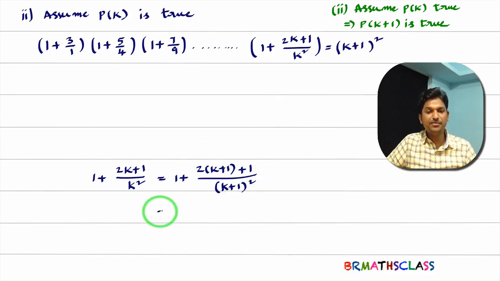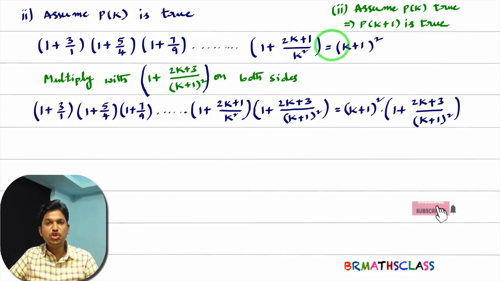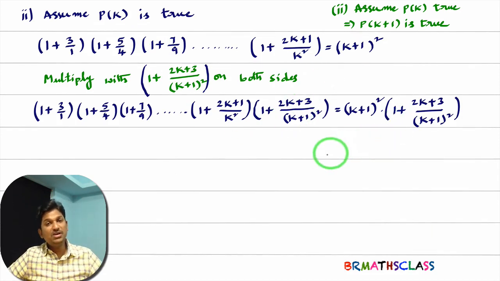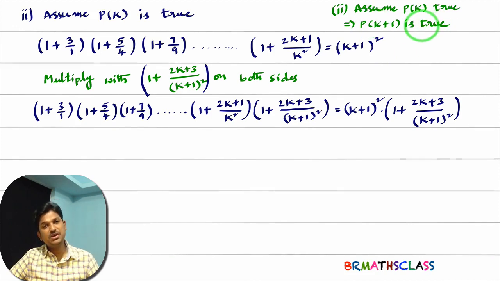Do a little bit of simplification. You see what you will get. 1 plus, multiply here, 2k plus 2 plus 1, that is 2k plus 3, divided by k plus 1 whole square. So, what I will do now, I will multiply this term on both sides. After assuming P of k is true, I multiplied with this term on both sides. What is our intention? We are trying to prove P of k plus 1 is true.